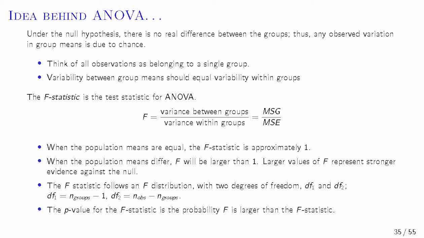The F statistic follows, guess what? The F distribution, with two different measures of degrees of freedom, DF1 and DF2. DF1 is the number of groups minus 1, and DF2 is the number of observations minus the number of groups. The p-value for the F statistic is the probability that F is larger than the F statistic.